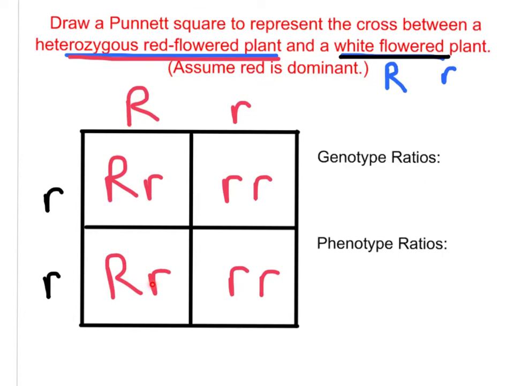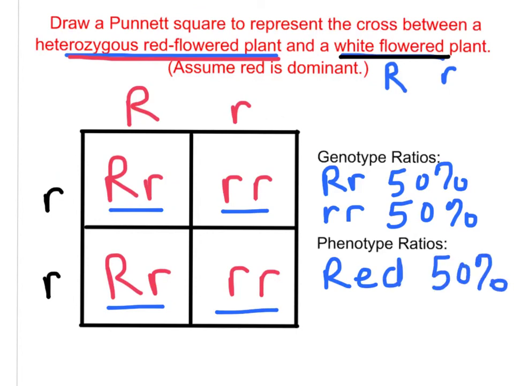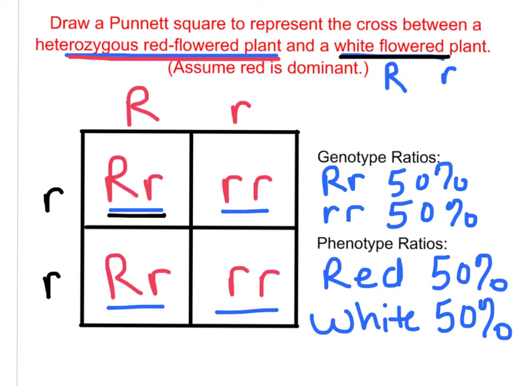Now what are my genotype ratios? I have this for a genotype, 50% of the time. And then I have homozygous recessive, 50% of the time. What are my phenotype ratios? Well, red will be 50%, and white will be 50% as well. I have red here because I have a dominant allele, and red here. And then here and here are white because there are no dominant alleles present in those genotypes.